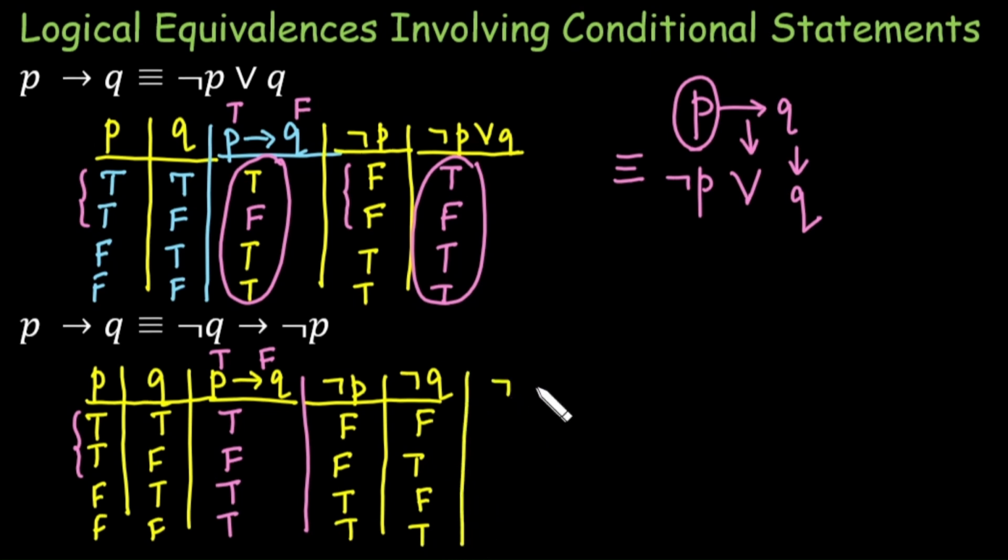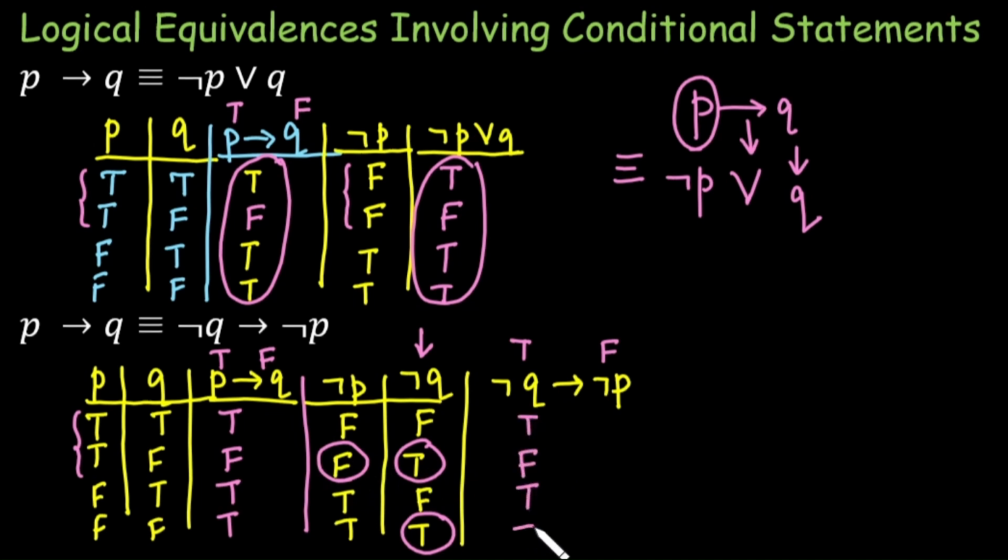Now we need to take negation Q implies negation P. This statement is false only in one case, when negation Q is true and negation P is false. Means hypothesis is true and conclusion is false. Hypothesis is given in this column. Identify where this is true, in case number 2 and 4. Now negation P is false corresponding to this only in case number 2. So here we write false and the rest are true.